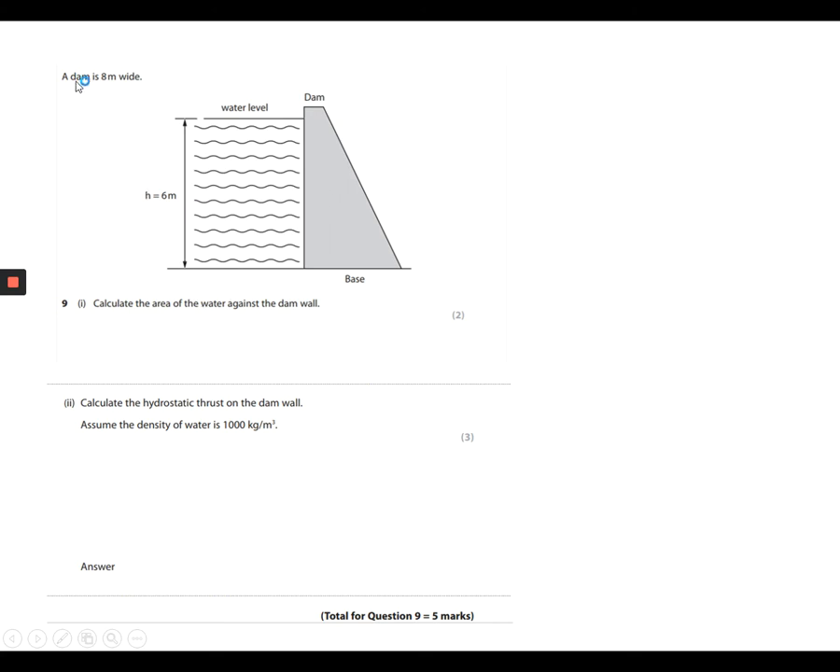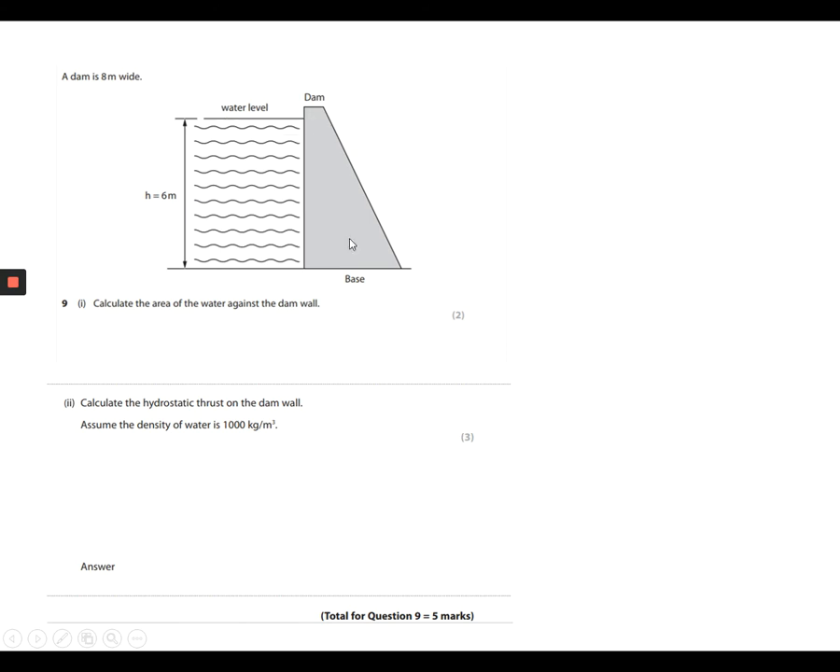The area: it says the dam is 8 meters wide and the water is 6 meters high. So the area would just be 6 times 8, 48. But if water went up 5 meters and then you had 2 more meters of dam, people in the exam will be thinking, right, do I use 5 meters as the height of the water, or do I use 7 meters as the height of the dam? The 2 meters above that water would be irrelevant. No force on that at all. There's no water pushing against it. So we only ever use the height of the water, not the height of the dam.